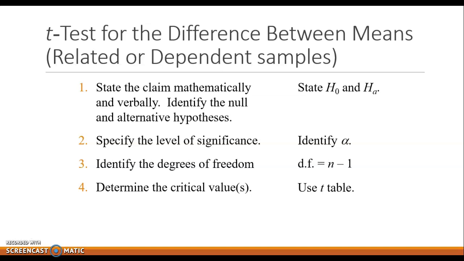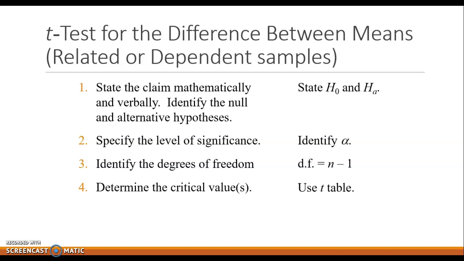So we're going to be doing the t-test for the difference between means, related or dependent samples. First thing you want to do, and what you always want to do, is state the claim mathematically and verbally. This is not only for me, it's also for yourself, to make sure that you know exactly what it is that you're trying to find out. And remember, the null hypothesis, H sub 0, is that there is no difference between the two means, and H sub A, the alternate hypothesis, is that there is a difference between the two.